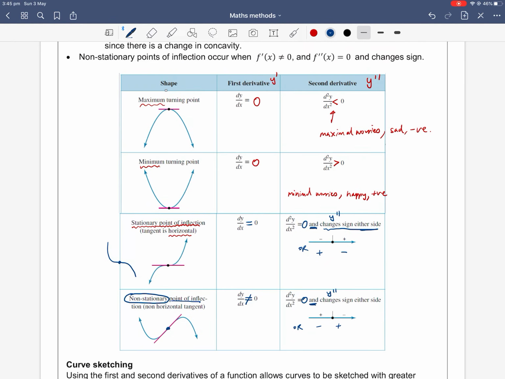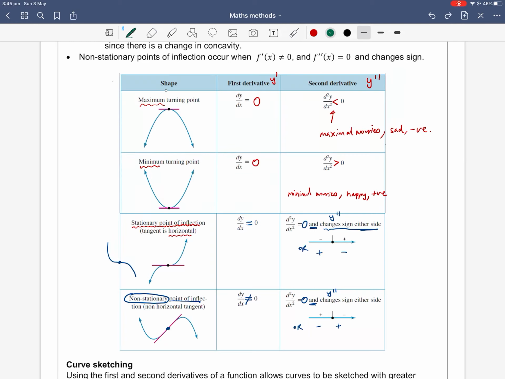So you could have four possible key features to check. For starters, you would always check, well, is my first derivative 0? Is my gradient at that point 0? If it is 0, then we call those stationary points.